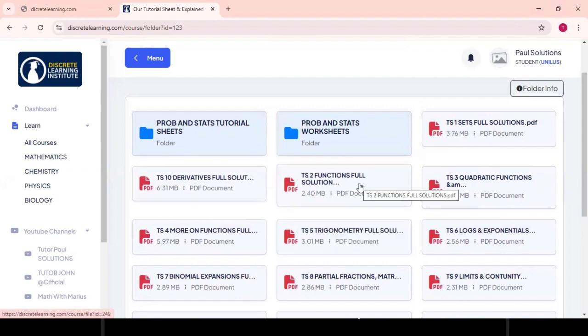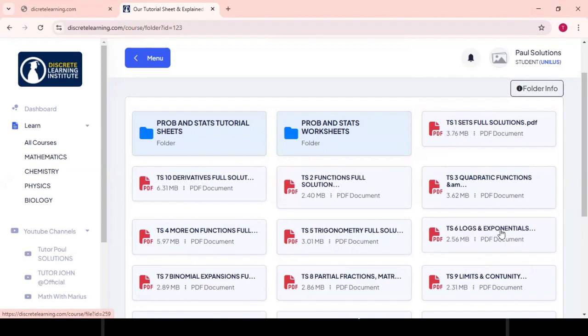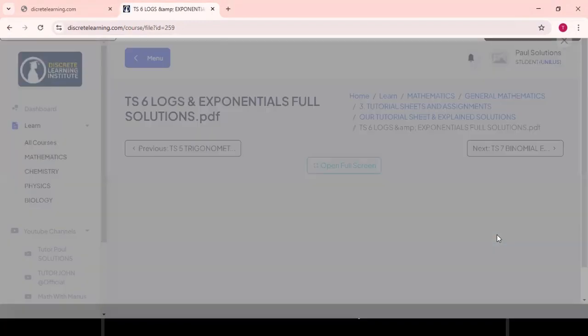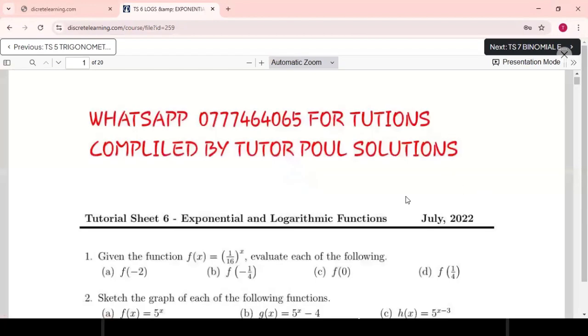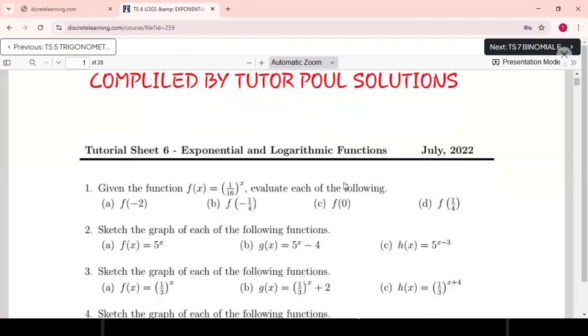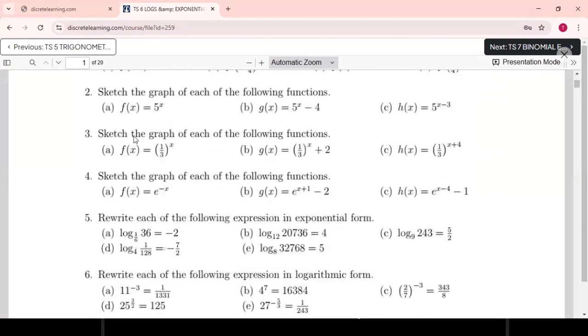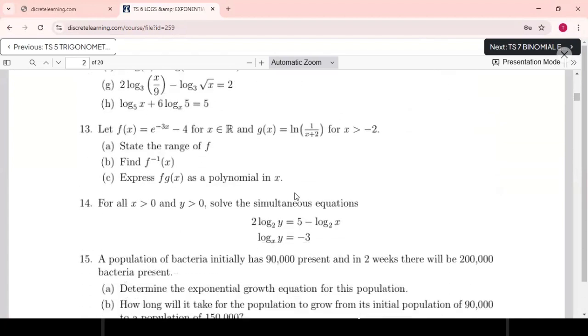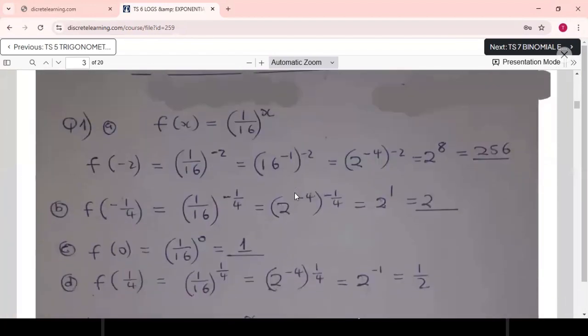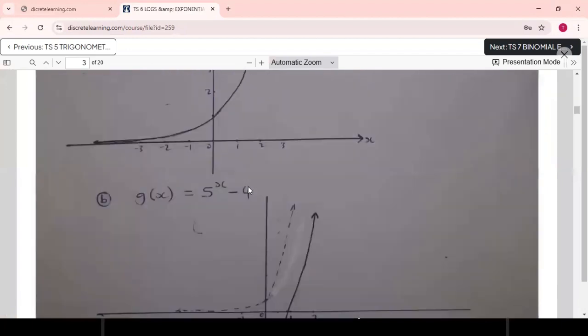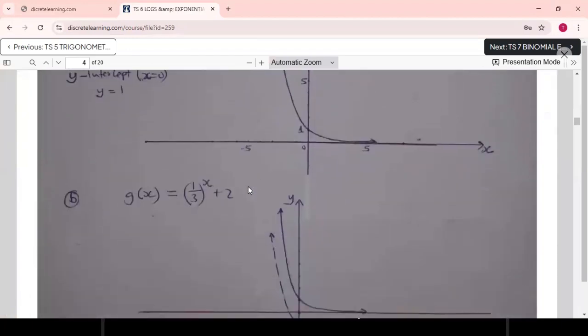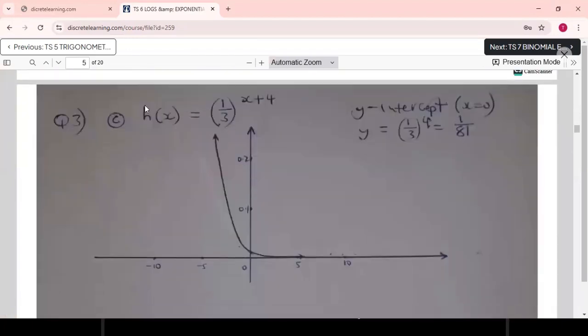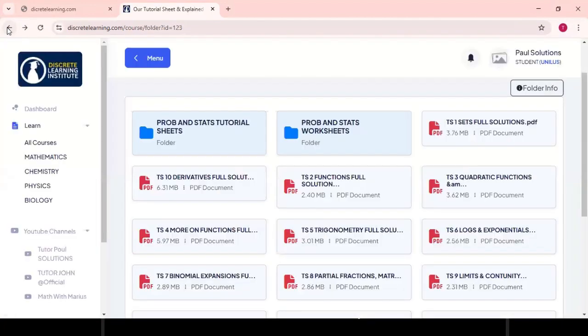So for example, if you want to learn functions, you just have to open this folder here. Let me say I want to open the one for the logs and the exponentials. You click on it, and it's going to open here. So you have the questions here. You can take note of the questions that you have and then try to solve them. And once you are done, go below the questions there. You're going to find the solutions. So you can learn using them. Then you can go back there.